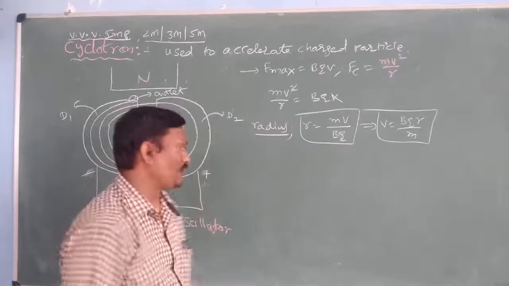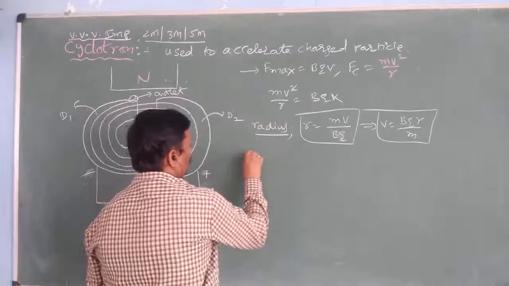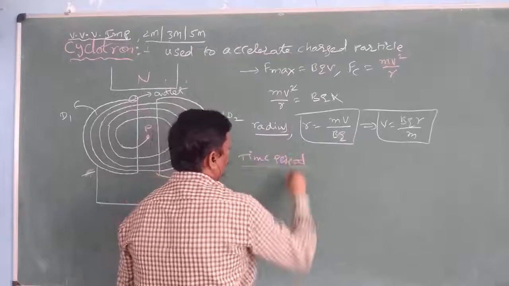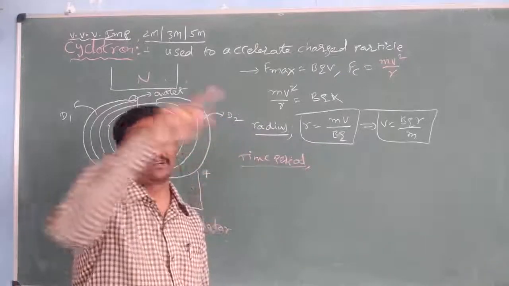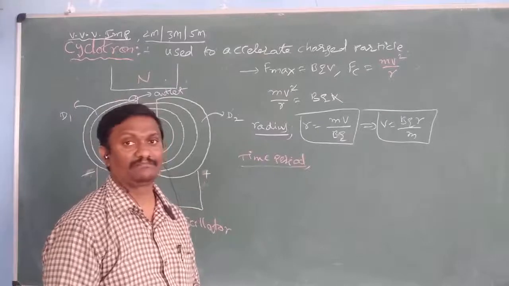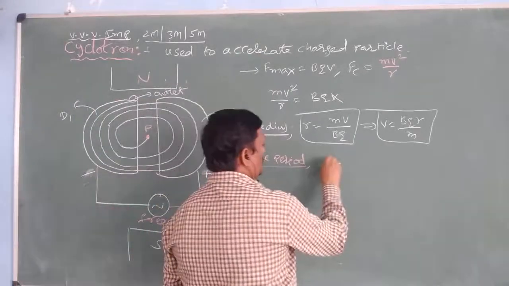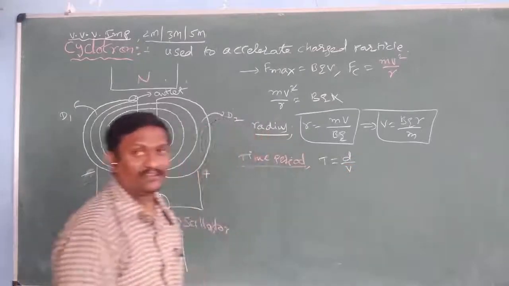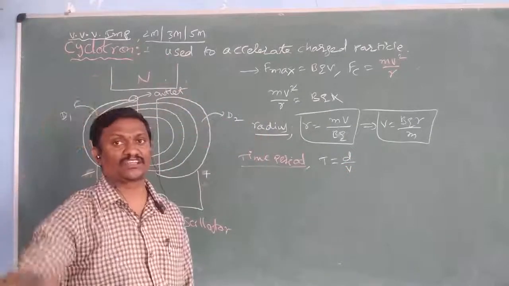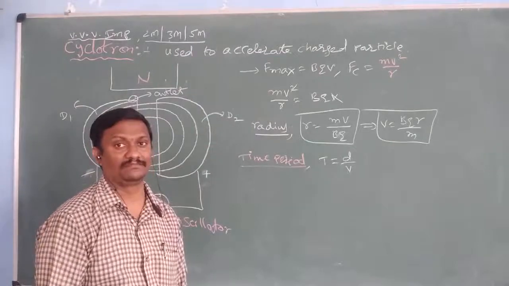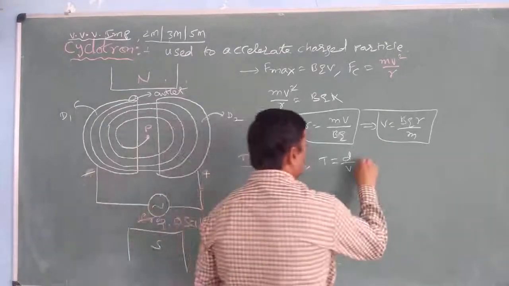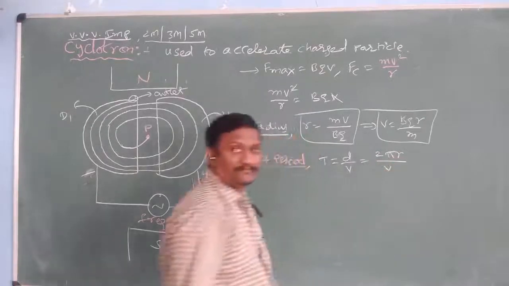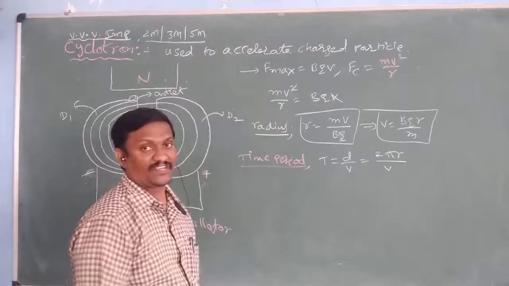By knowing radius, now we can calculate time period. The particle follows a circular path. The time taken by the particle to complete one rotation is called time period. The symbol of time period is capital T. The general formula is time period means distance by speed. In one complete rotation, the distance covered by the charged particle is the circumference, 2 pi r. So time period is 2 pi r by v. It is the expression for time period of circular path.